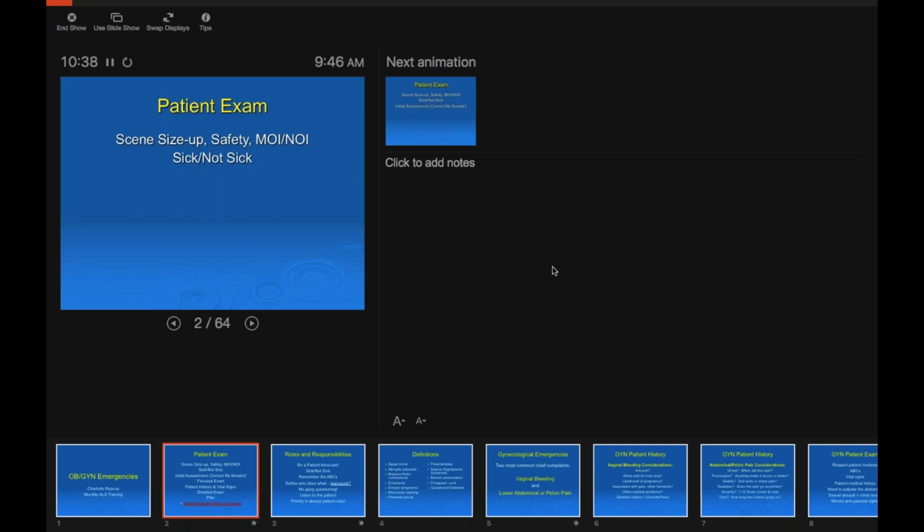Perfect. And the next thing we look for is our initial assessment. We correct any life threats. This is our normal assessment. If the patient is bleeding out, is that a life threat? Yes. Okay, perfect. And then we're going to do our focused exam. So what is a focused exam? You guys can chime in too if you want on this as well. What is a focused exam?